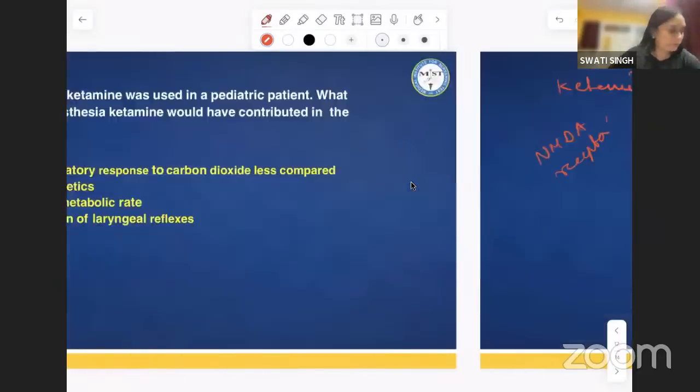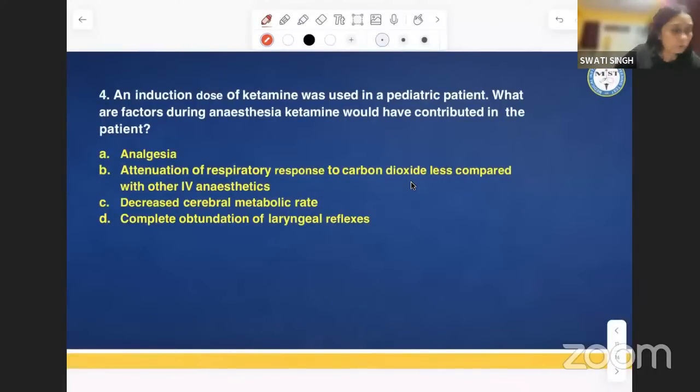Now let us see the options. Analgesia, this is the right option, so I would keep it. Let's read the other options. Attenuation of respiratory response to carbon dioxide less compared to other IV agents. This is an old school of thought. That's why I have put it in the option.